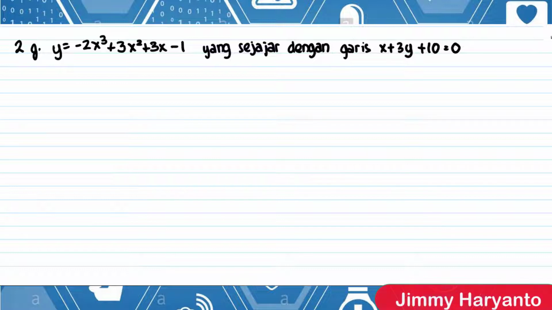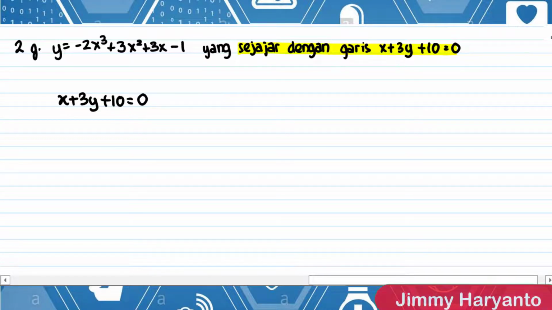Next is 2G. For number 2G, we will start from the sejajar dengan garis, parallel. If you read parallel or perpendicular, sejajar or tegak lurus, that means the question already gives you the gradient, but you have to find it first using calculation. So how to find the gradient? First, you have to take a look at the line. The line given is x plus 3y plus 10 equals to 0. That means you have to find this gradient.